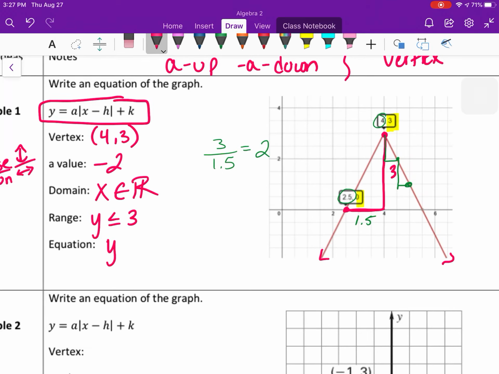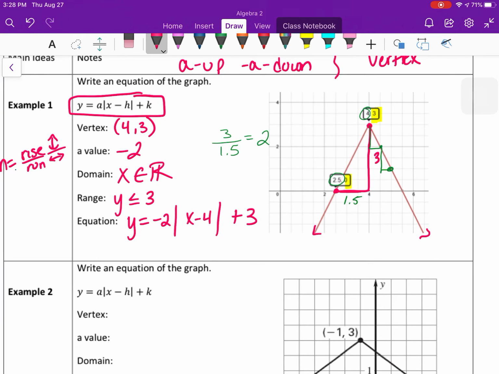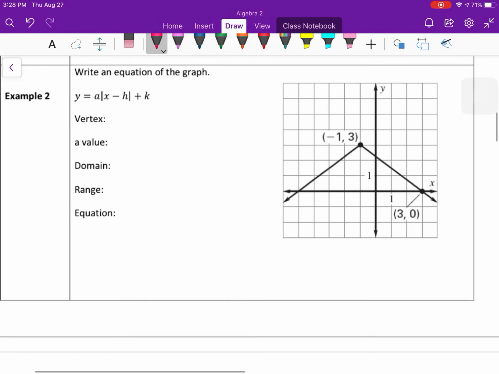So then our equation, plugging that in, will be Y equals A, so negative 2, absolute value, or straight line, so don't make parentheses here, X minus H, so X minus 4, absolute value, plus K, plus 3. And that's our equation. So pretty straightforward there. Let's try another one.